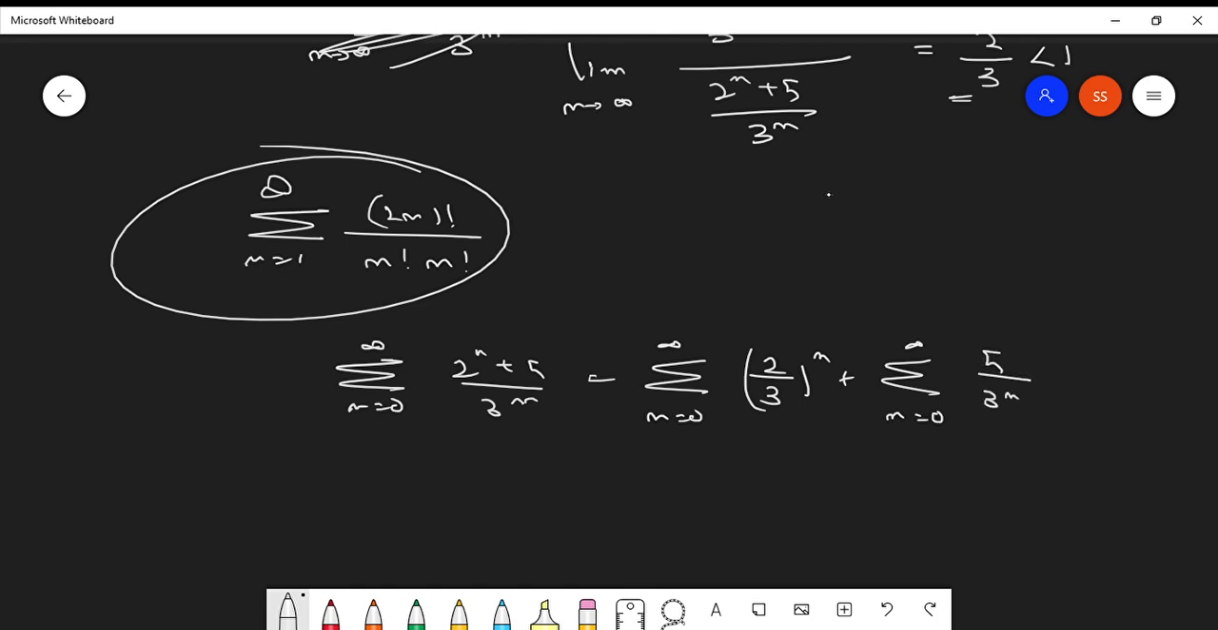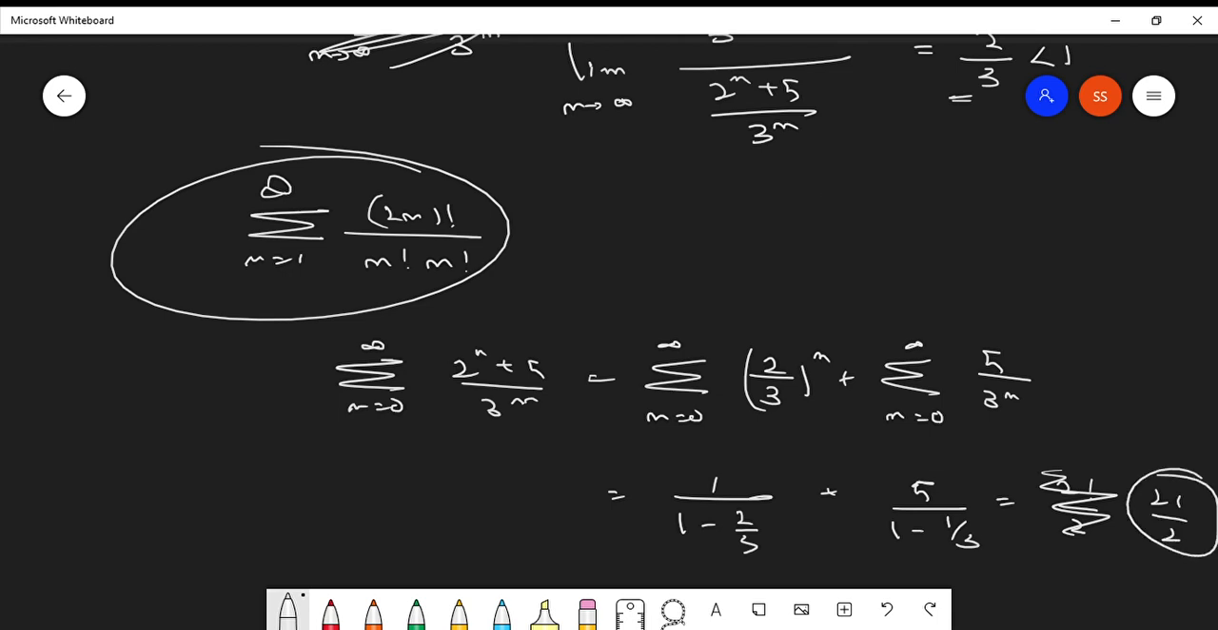So these are both geometric series, right? The first one becomes 1 over 1 minus 2 by 3, and this one becomes 5 over 1 minus 1 by 3, which is basically 21 over 2. Sorry, very sorry, I made a mistake there. Is this clear? So this is what we call the ratio test.